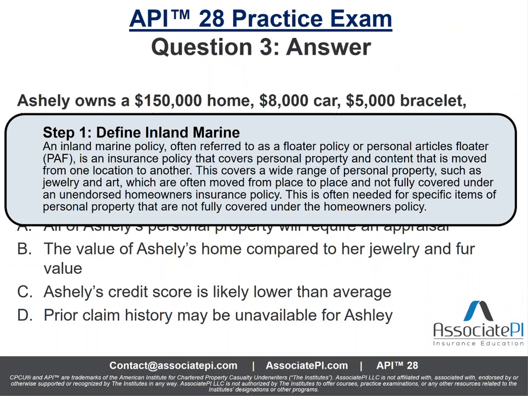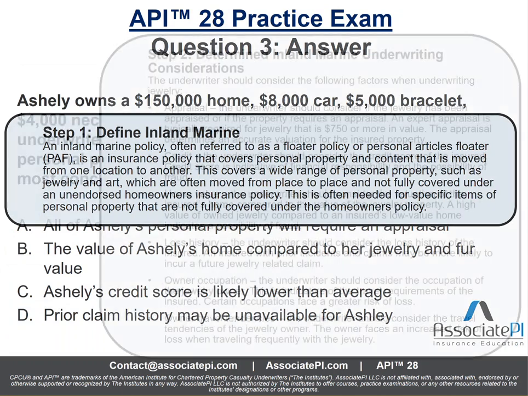So first, you have to know what an inland marine is. Right off the bat, you have to define inland marine, know what it covers, know what the coverages are, and just know what an inland marine policy is and what it covers.